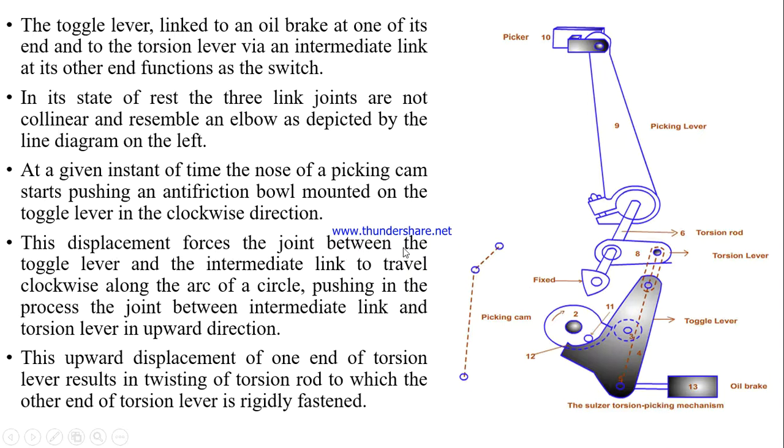This displacement forces the joint between the toggle lever and the intermediate link to travel clockwise along the arc of a circle, pushing in the process the joint between the intermediate link and torsion lever in an upward direction. So as soon as it becomes linear, this torsion lever will be pushed upward. Due to this upward movement of the torsion lever, there will be twisting, or torsion, created in the torsion rod. The maximum angle is phi. The phi angle, or angular torsion or twist, is inserted in this torsion rod.